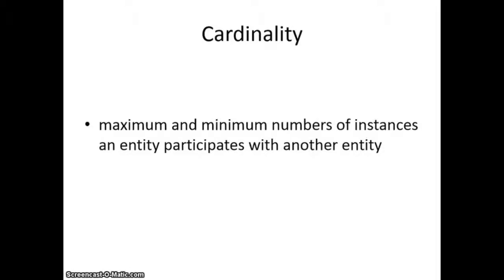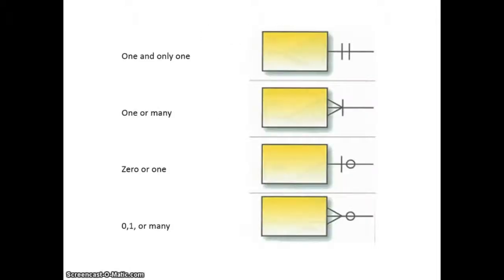So the cardinality shows the relationship between two entities. There are four options for cardinality. On the right-hand side, you can see that each of these cardinalities has a symbol. There's one and only one, many, 0 or 1, 0, 1 or many. To give you an example of how this works, for one and only one, a student can have only one student ID, and a student ID belongs to one and only one student.